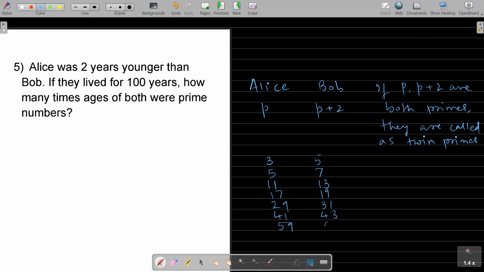59, 61. Then 71 and 73. Yeah, that's it. So how many times up to 100 do we get twin prime pairs? 8 times, right? So how many times were the ages of both prime numbers? 8 times. There is no other pair.